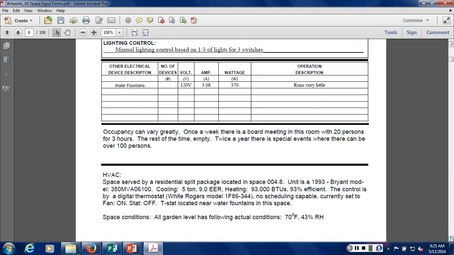Below that, we have an area where we can put what the owner is trying to let us know what the occupancy of this room is. In this case, the occupancy of this particular room varies greatly. Once a week, there's board meetings in the room with about 20 people for 3 hours. The rest of the time, it's empty. Even that's a fairly large swing. But then, twice a year, there's special events where they put over 100 people in this room. So you can see that the occupancy varies considerably for this particular space.